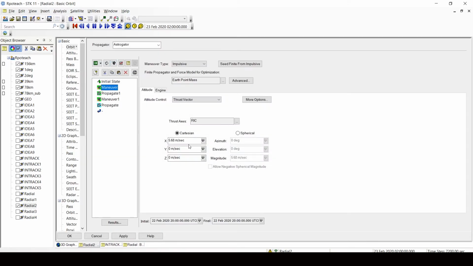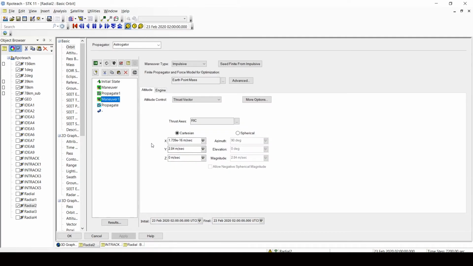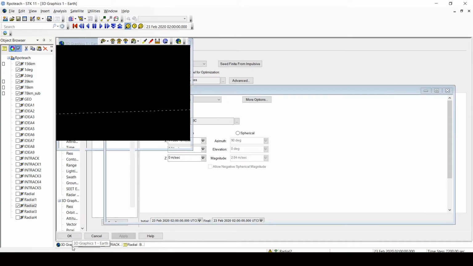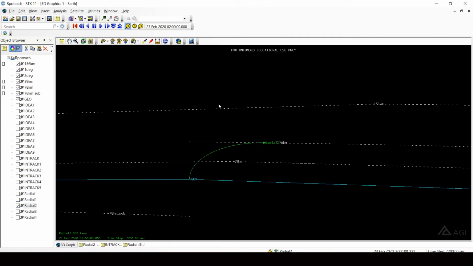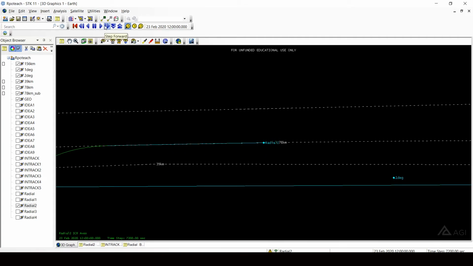Okay, so here we are. We have 5.68 meters per second burn, creating that 78 by 156 kilometer NMC. We wait 6 hours, and then I'm going to do a 2.84 meters per second burn, lifting my semi-major axis to 78 kilometers. What's going to happen here? Linear drift.